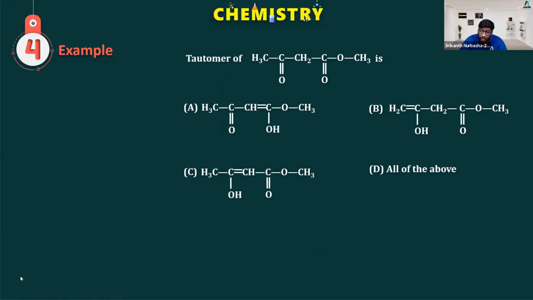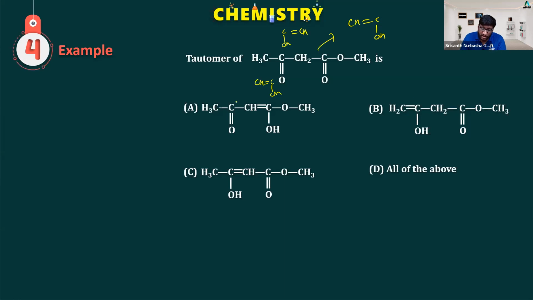Try to solve this. Tautomer of CH3 C double bond O CH2 C double bond O OCH3 is. What was the tautomer? I can say C double bond O is present here. With respect to the C double bond, I can write the double bond here. So I can write this as CH double bond COH. With respect to the other C double bond, I can write CH2 COH, C double bond CH. With respect to the C double bond, I can write here also COH C double bond CH.